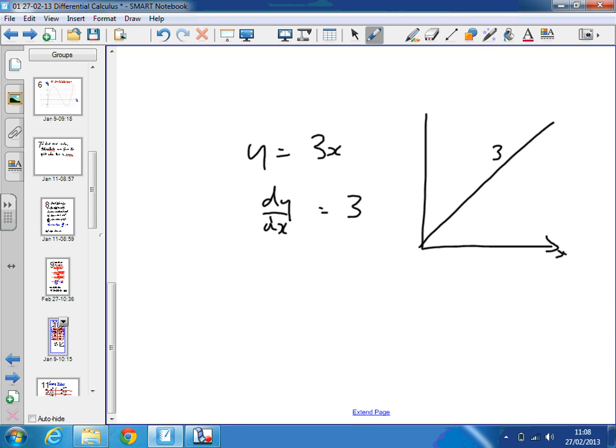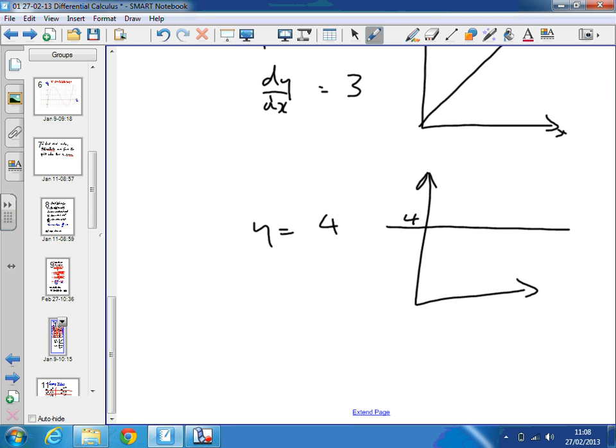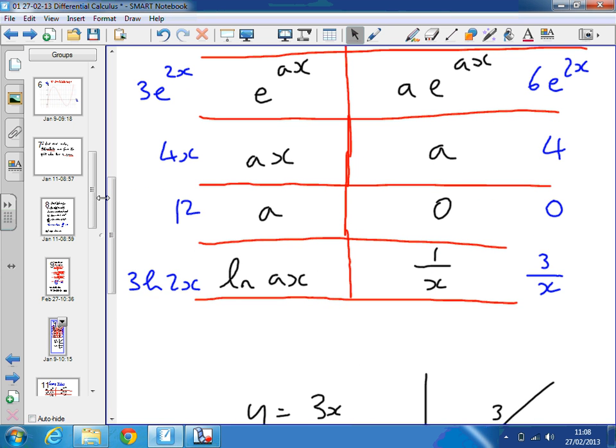If I plotted a graph of y equals 4, what would it look like? A horizontal straight line going through 4. It doesn't matter what x is, y is 4. What's the gradient of that line? 0. Horizontal. That's where these rules come in. The differential of a constant is 0. It doesn't matter what that constant is, the gradient is 0. And that's what that rule is telling me there.